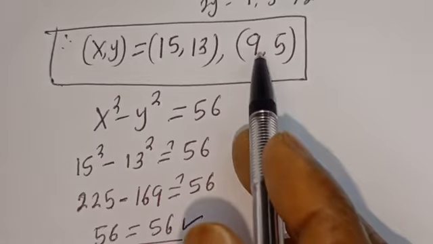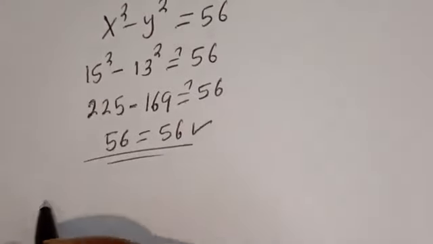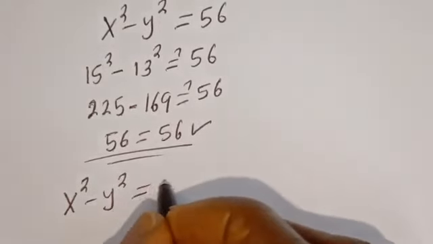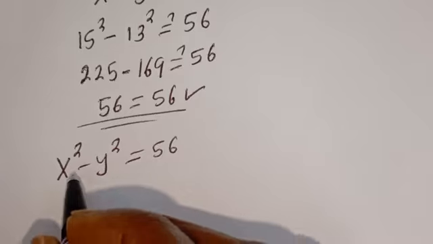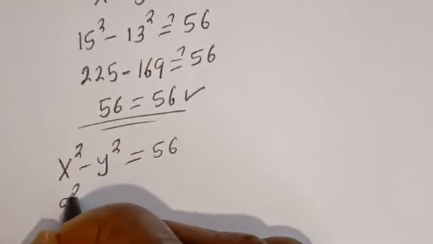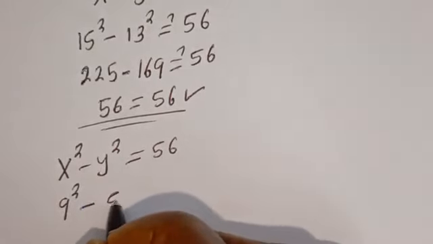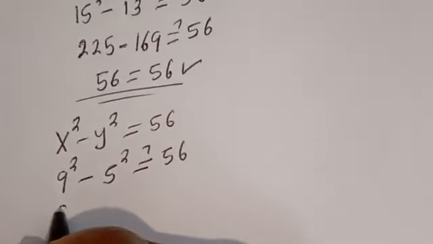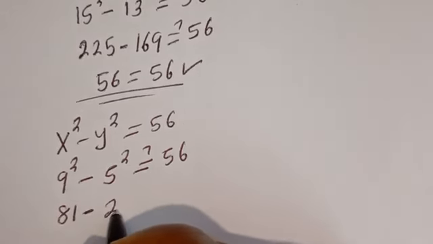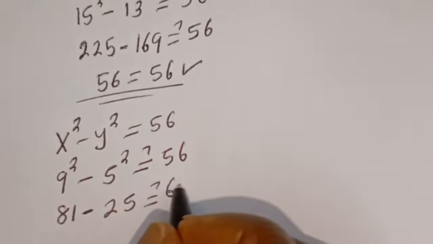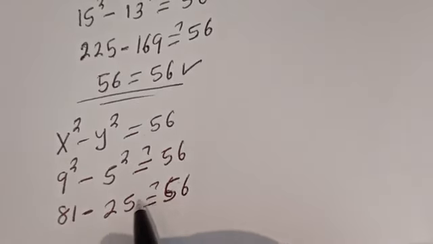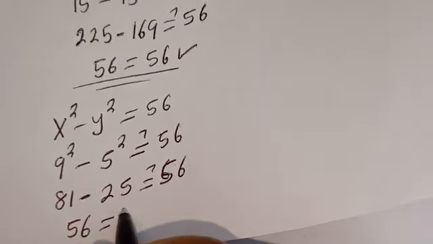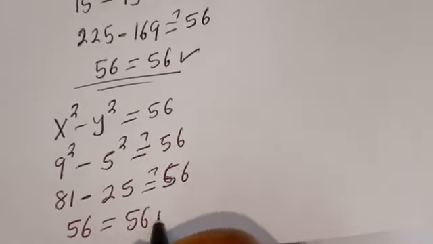Also, when x is equal to 9 and y is equal to 5, let's check. We have x squared minus y squared is equal to 56. Then when x is 9, we have 9 squared minus 5 squared must be equal to 56. 9 squared, this is 81 minus 25 must be equal to 56. 81 minus 25, we have 56 is equal to 56, which is also true.